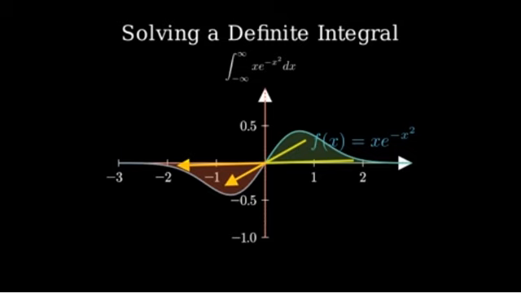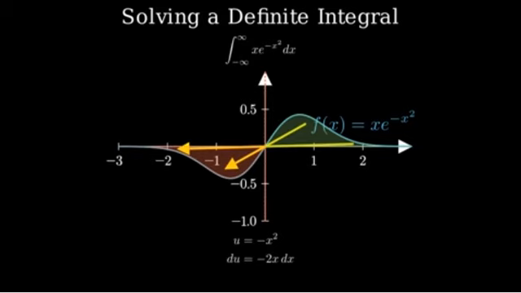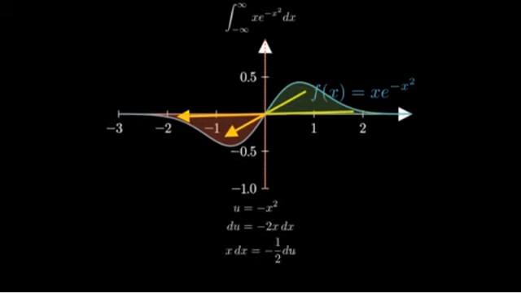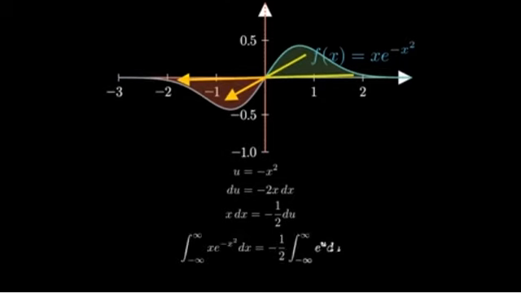Let's solve this integral using u substitution. Let u equal negative x squared. Then du equals negative 2x dx. Solving for x dx, we get negative 1/2 du. Now we can rewrite our integral. The integral becomes negative 1/2 times the integral from negative infinity to infinity of e to the u du.